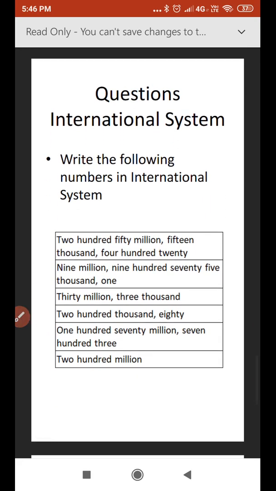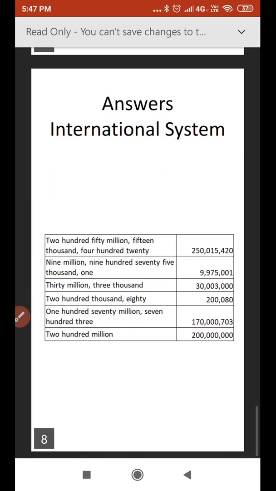These are the questions to test your knowledge of writing numbers in international system. Pause the video and write these numbers in international system. Then start the video and check the answers.